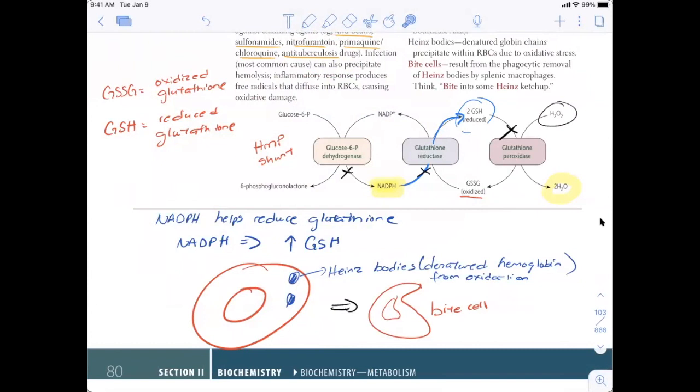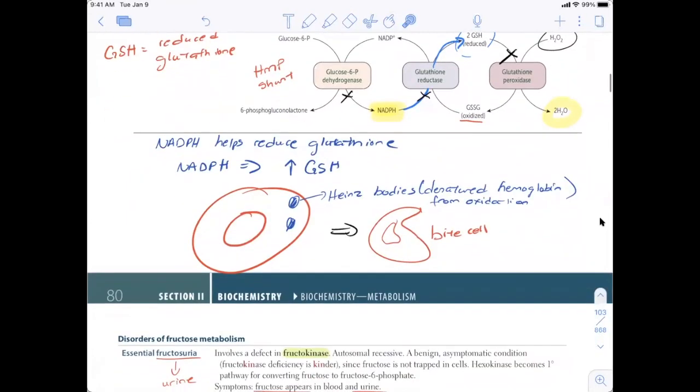Okay, so we'll talk about this again in hematology, but now we're just trying to link it to the biochemical part of it. And it all came down to NADPH, right? Because without G6PD, there is no NADPH. Without NADPH, we do not reduce glutathione. If glutathione is not reduced, then we are prone and exposed to free radical damage and oxidative damage. That's the reason why you need your G6PD, okay?